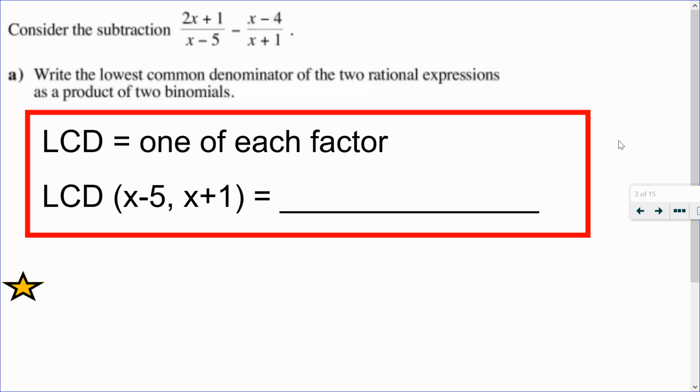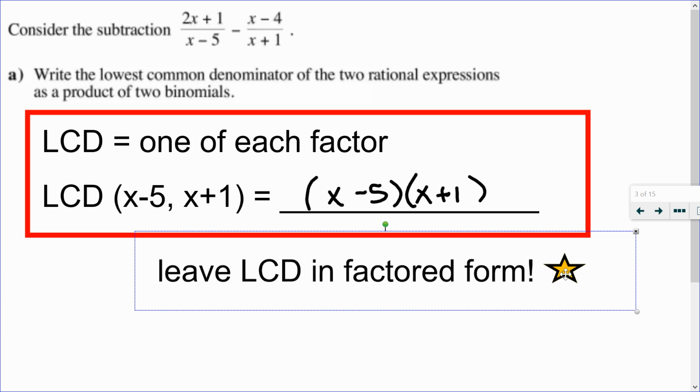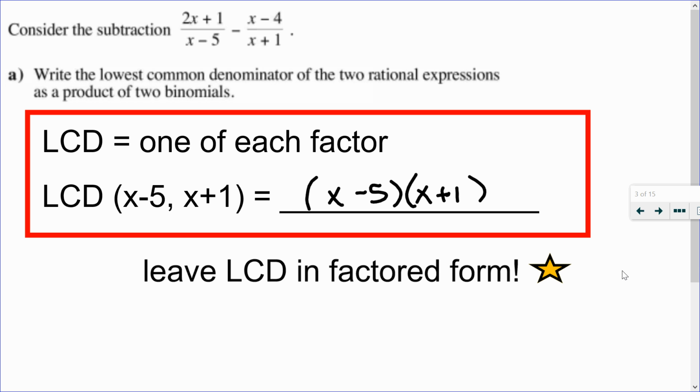So to write the common denominator of those two rational expressions, we need to have one of each factor. So I need an x minus 5 and I need an x plus 1. So the lowest common denominator is going to be one of each. It'll be x minus 5 and x plus 1. And I want you guys to keep this in factored form. So don't distribute it out, leave it in factored form, because remember, in the very last step, I want you to simplify, and if it's in factored form, it's easier to simplify.